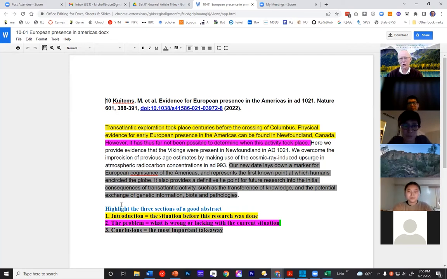And also notice how short this is. And also notice it's from Nature. I mean, with the Nature abstracts, there are still clear ones and less clear ones, but on the whole, if you want to see good abstracts, look in Nature.